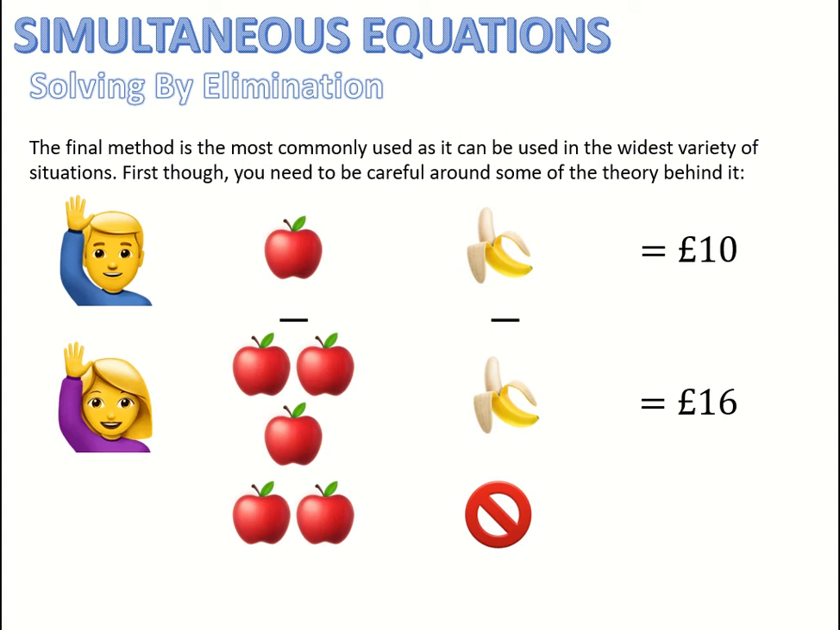That's what I want. Okay, I'm trying to eliminate something, and by doing this, by taking away these two equations, I have eliminated the bananas. Okay, that's my goal here. So I've achieved my goal. I've just got to work it through and take away the totals as well. 16 take away 10 is 6.